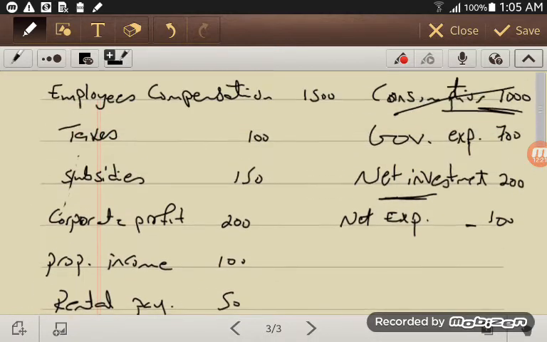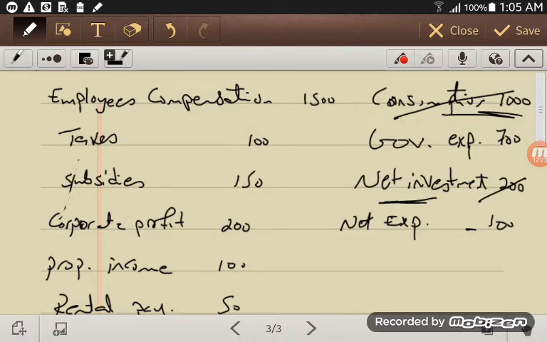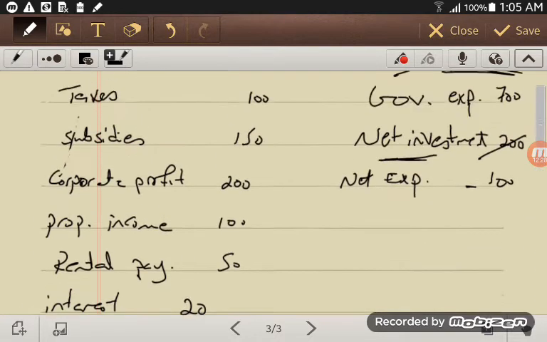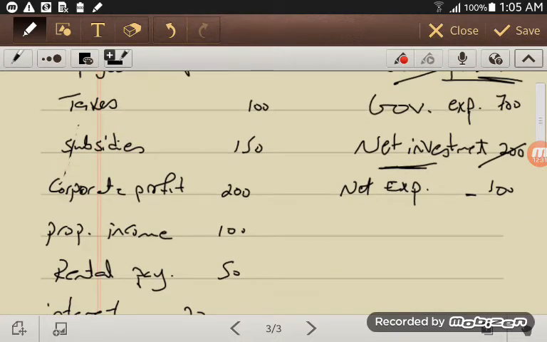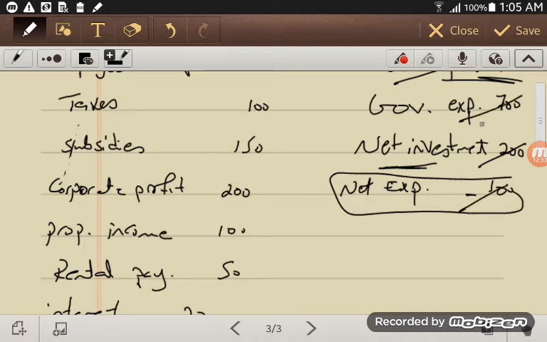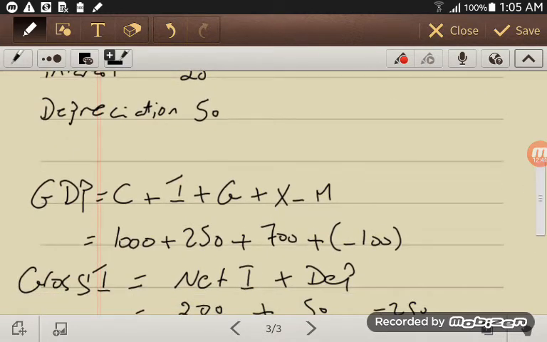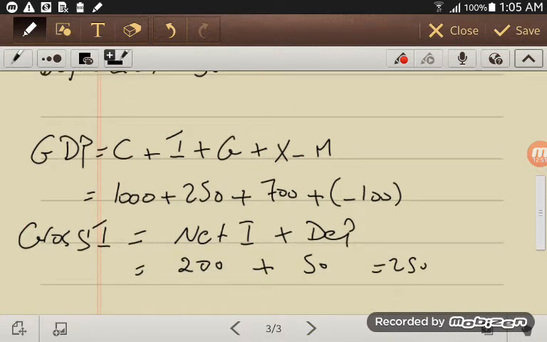Plus government expenditure 700 plus X minus M, so it is net export negative 100. So if you are going to add 1000 plus 250 plus 700 minus 100, this will be GDP using expenditure approach. It will be 1850.